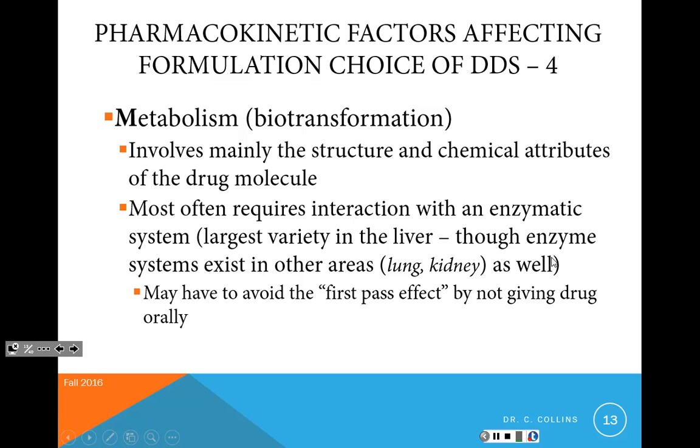Now I know the tolerance you're thinking of is actually something else more on effect. The only way to deal with that is to give more drug. So you would have to increase the dose. You wouldn't necessarily design a specific dosage form to deal with those that are tolerant. Too much chance of an overdose for those that aren't. Metabolism involves structure and chemical attributes, some of those processes that we talked about.